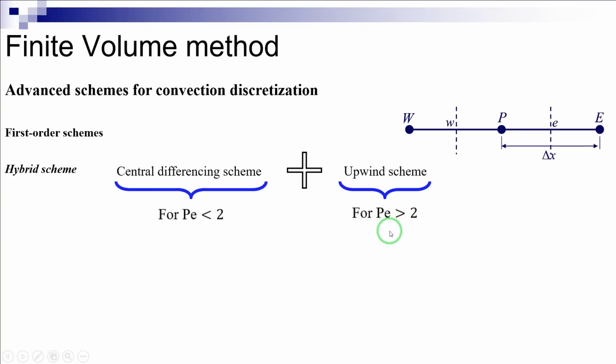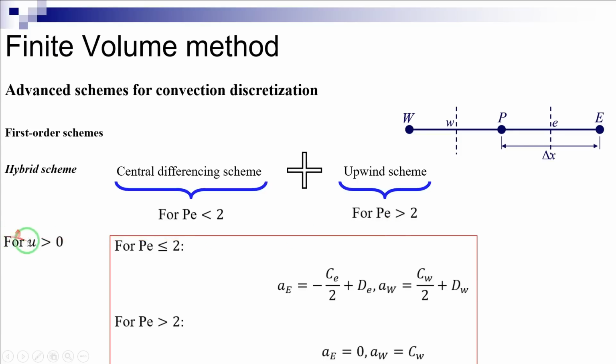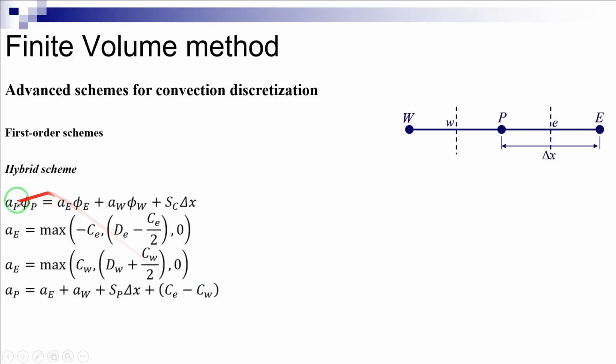For example, for u greater than 0, the coefficients of the discretized momentum equations are as follows for Peclet number less than or equal to 2 and for Peclet number larger than 2. It can be easily seen that for low Peclet numbers, this is equivalent to using central differencing for the convection and diffusion terms, but when the values of Peclet number are larger than 2, it is equivalent to using the Upwind scheme for convection and setting the diffusion to 0. The general form of the discretized equation using the hybrid scheme for one-dimensional steady-state problems is as follows.